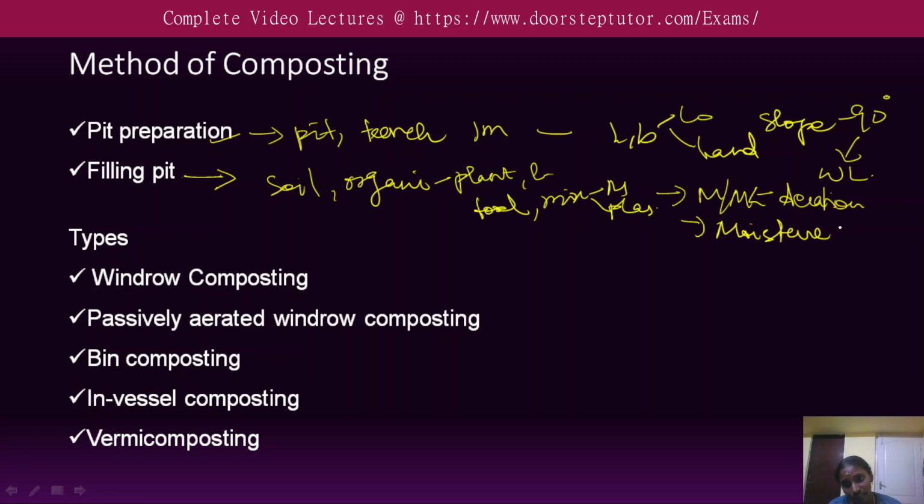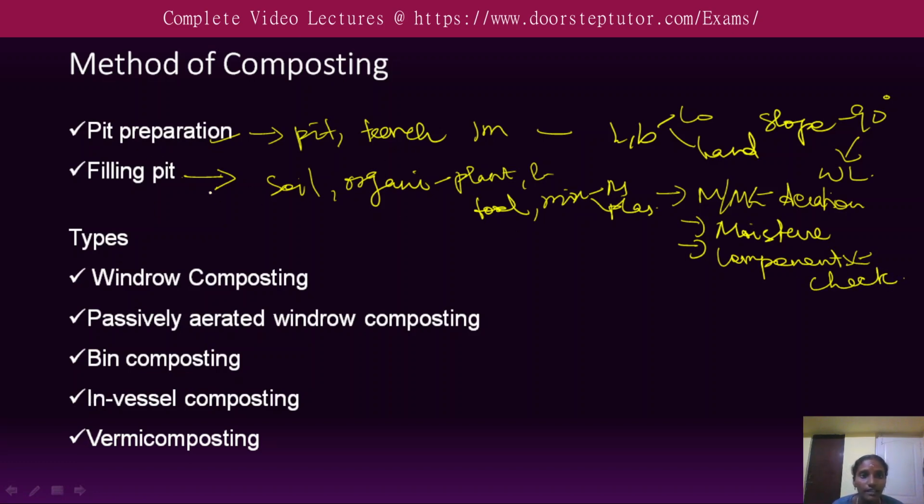Periodically we need to check the temperature of the composting, and also, depending on the type of aeration and moisture or the type of composting we use, the components present in this need to be checked.